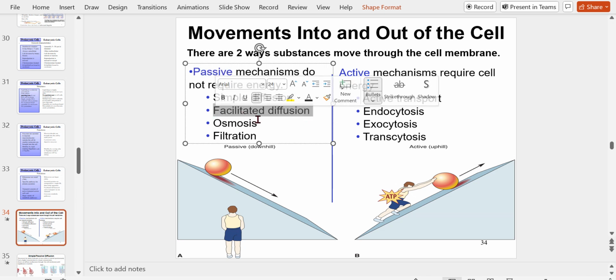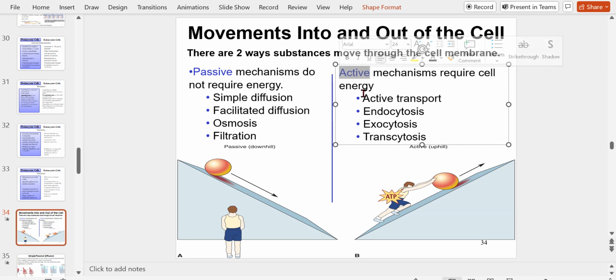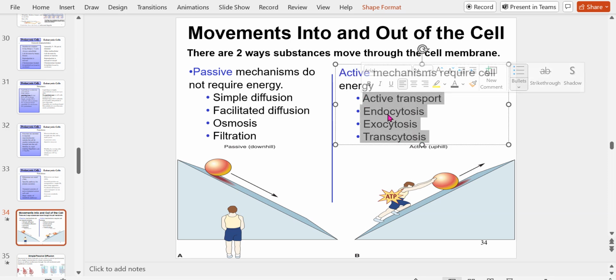Facilitated diffusion, again, moving from a high concentration to a low. Osmosis does the same thing. That's the movement of water. Okay? Filtration. There's another one. All of these four are free money. Doesn't cost the body anything. Now, but if we want to move things from a low concentration to a high concentration, this is where we're going to need money. And when I mean money, I mean ATP. Okay? And active transport, endocytosis, exocytosis, transcytosis, all of these processes here, they cost money, ATP. We're going to talk about these right now.